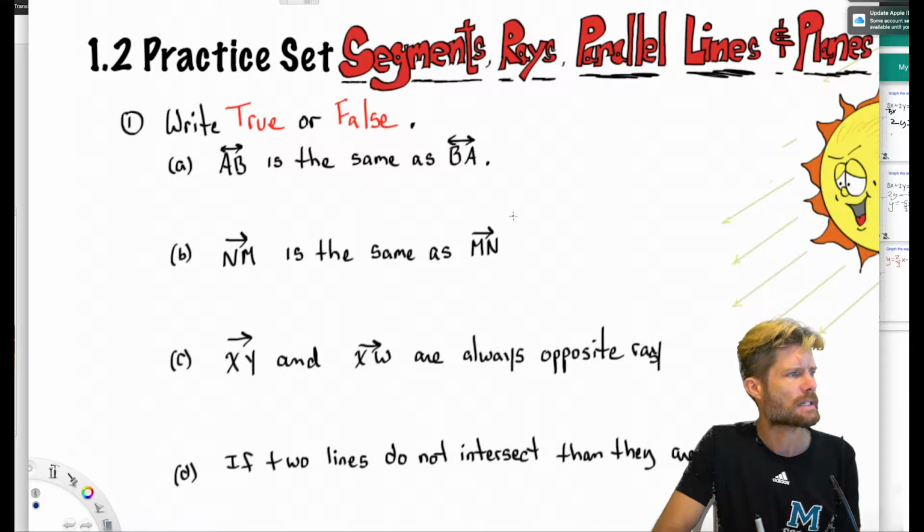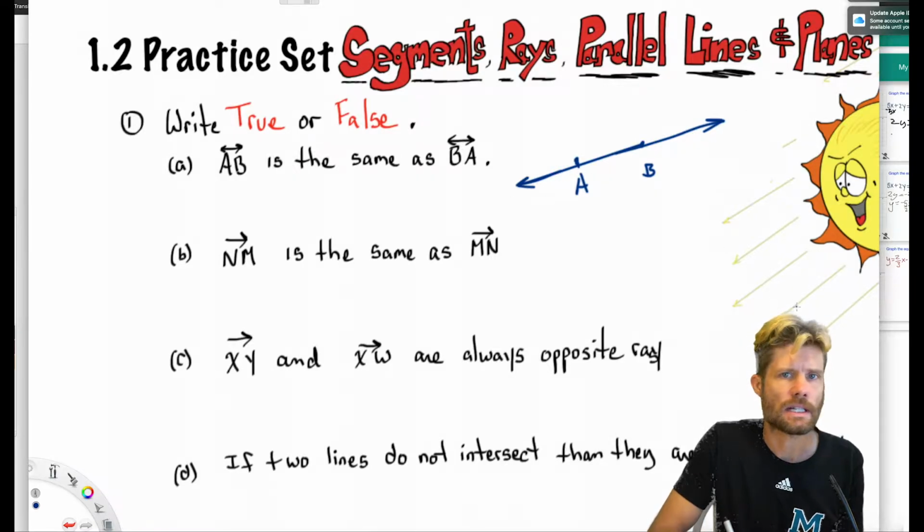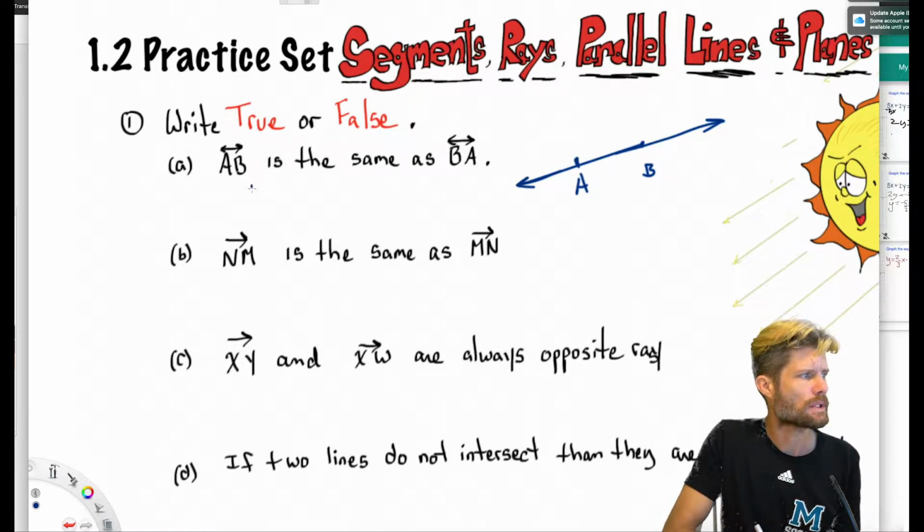Okay, so first problem, true or false. Line AB is the same as line BA. Well, if we have two points, A and B, and we have a line that's going through them, then if I say line AB or line BA, it's still the same line. So that would be true.